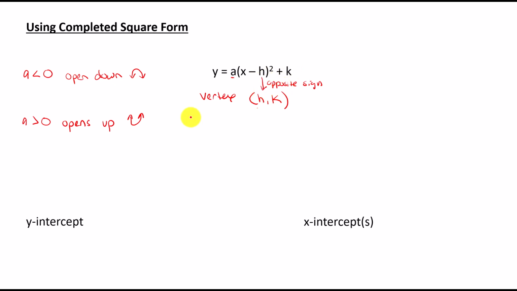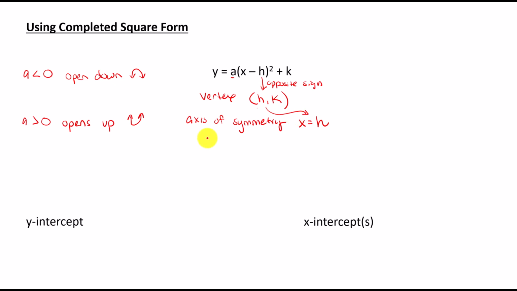Once you've identified your vertex, you can identify the axis of symmetry, which is always going to be x equals, because we have to write it as the equation of a line, so it's always going to be x equals whatever h was. This value right here. That goes straight there.